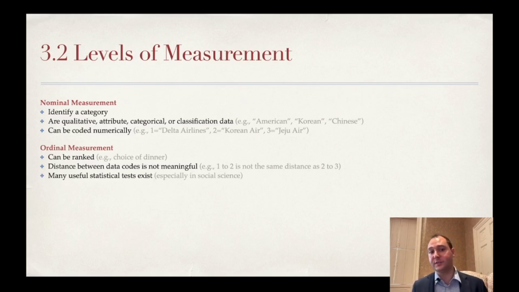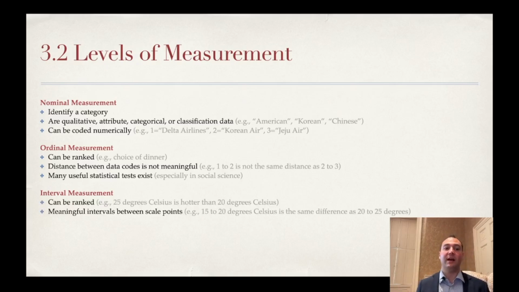There are many useful statistical tests, and ordinal measures are often used in social science. Interval measure is similar to ordinal measurement in that it can be ranked. However, we now have a meaningful interval between scale points. In other words, 5 degrees hotter is 5 degrees hotter. So for example, 15 to 20 degrees Celsius is the same difference as 20 to 25 degrees Celsius, right?